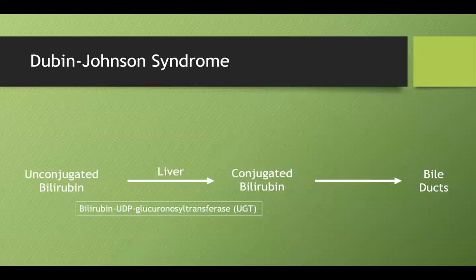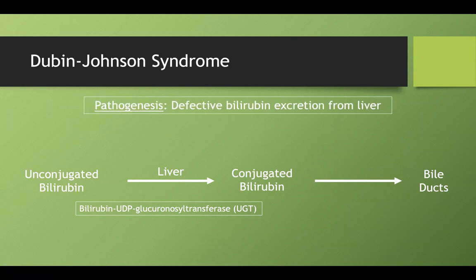So if we look at our framework here, we've already talked about in Gilbert's and Crigler-Najjar and in physiologic neonatal jaundice, our big problem revolved around this UGT enzyme. And because the UGT wasn't working as well as it needed to, we always ended up getting a significant amount of unconjugated bilirubin in our blood. What's happening in these excretion disorders is that this UGT enzyme is working just fine. The real problem is that once we've formed this conjugated bilirubin, we're having trouble getting it into our bile ducts and excreting it.